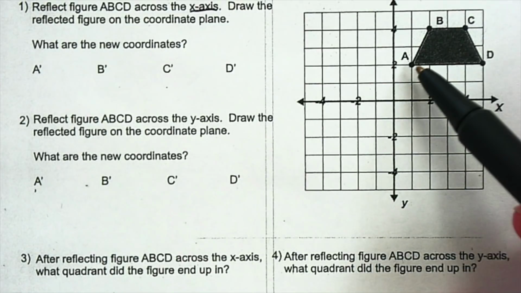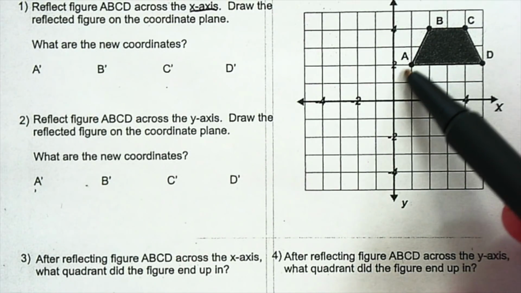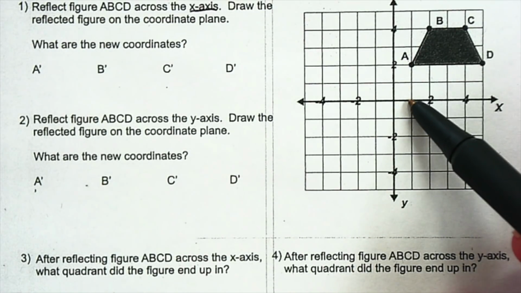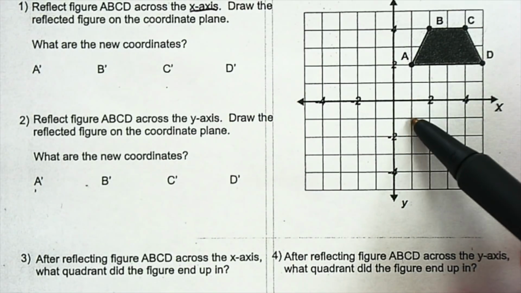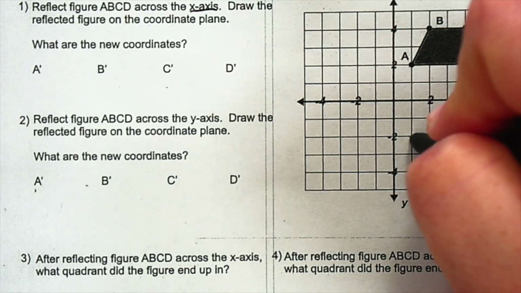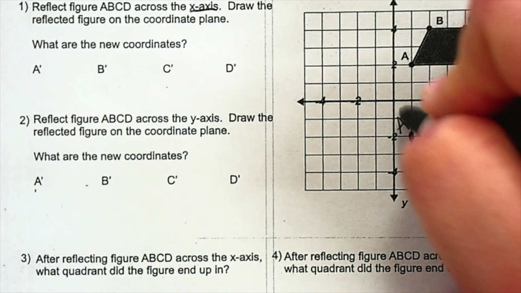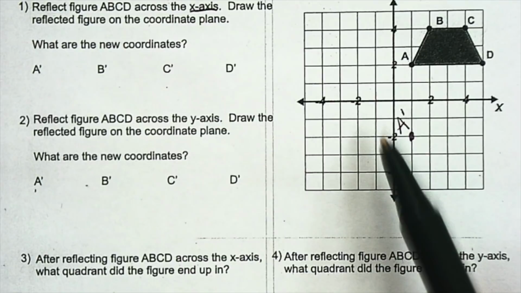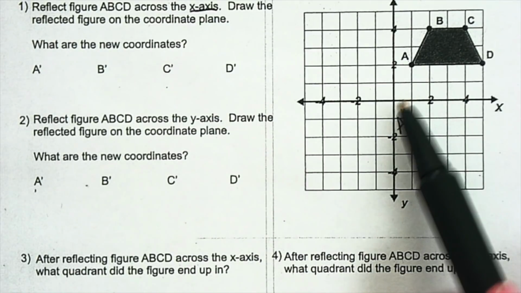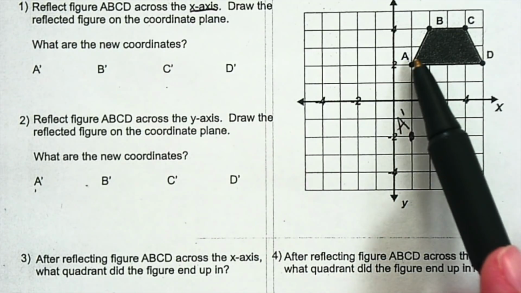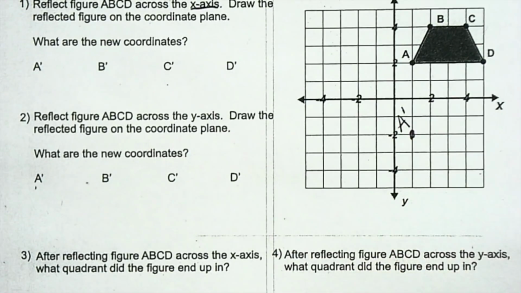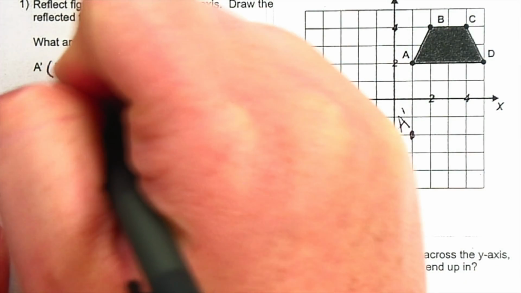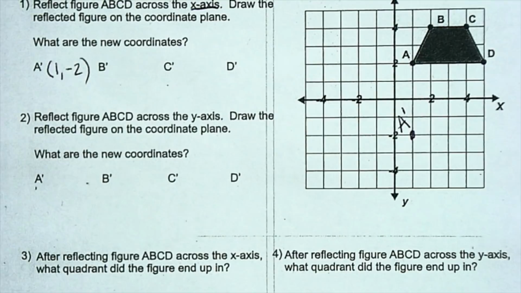So if we start with point A, we can see that that's 1, 2 away from the x-axis. So it should be 1, 2 away. So this should be A prime. That point is at a +1 still, but now instead of being at a +2, it's down at a -2. So this should be (1, -2).